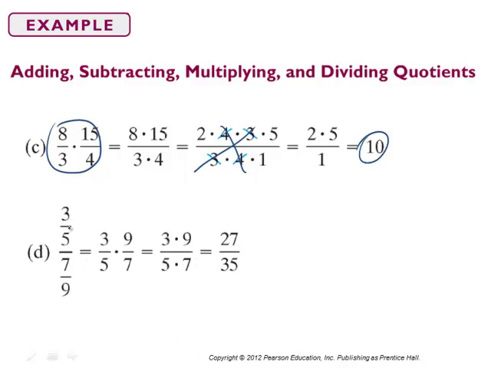Or if you have 3/5 divided by 7/9, take that as 3/5 times 9/7. And then multiply the numerators. 3 times 9 is 27. 5 times 7 is 35 for the denominators. Cancel any common factors, which there aren't any in this case. So there's your final answer.